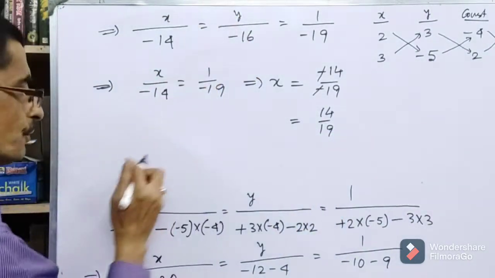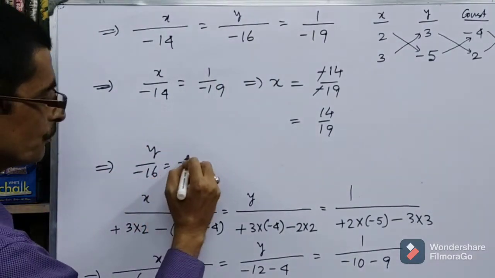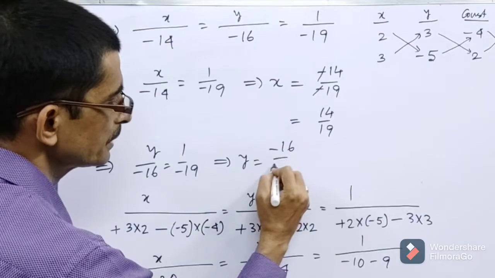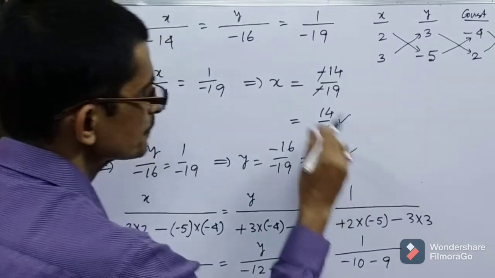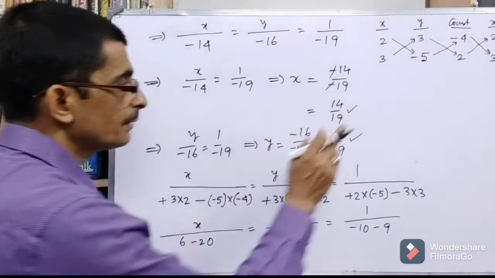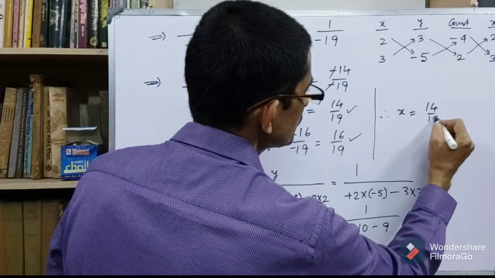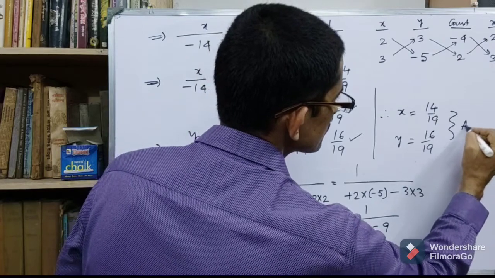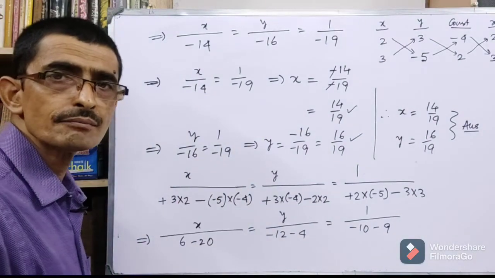You follow the same process for y also. Y divided by minus 16 is equal to 1 divided by minus 19. So y is equal to minus 16 divided by minus 19, that is 16 by 19. So these two are the solutions for x and y separately, but for the final answer you have to declare. I am writing the final answer here. Therefore x is equal to 14 by 19 and y is equal to 16 by 19. This is the answer. You have to write the final answer at last, otherwise marks may be deducted.